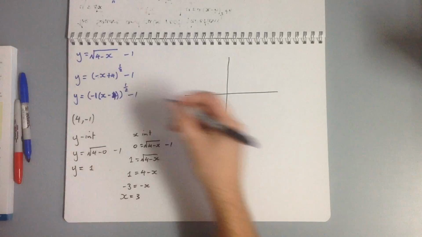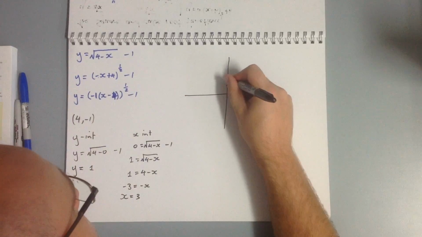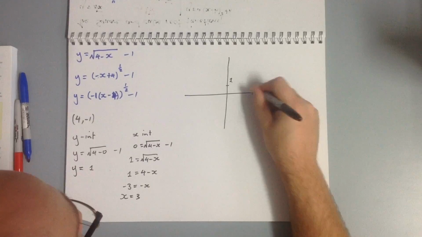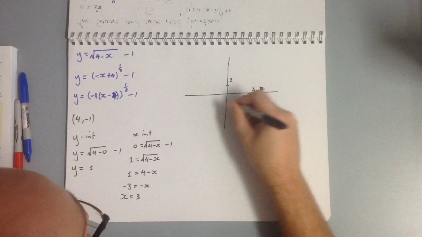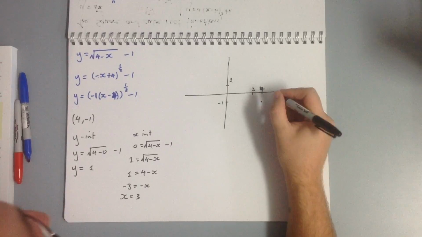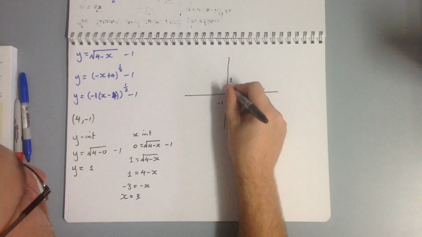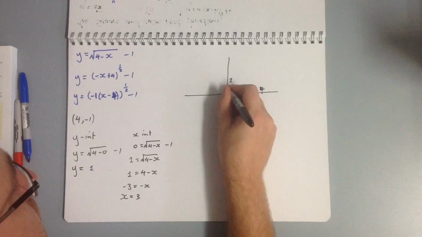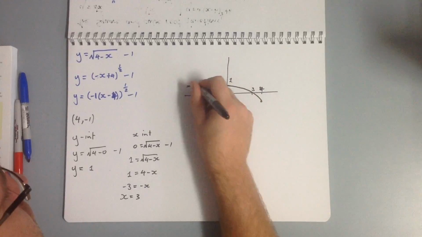We know our y-intercept is at 1, our x-intercept is at 3, and then at 4, -1, we're going to get our endpoint. So the graph is going to look something like that.